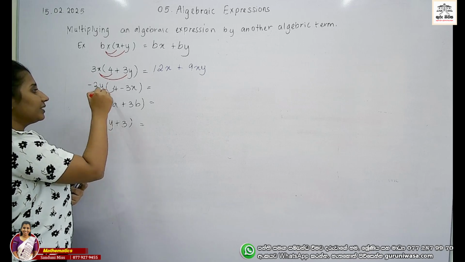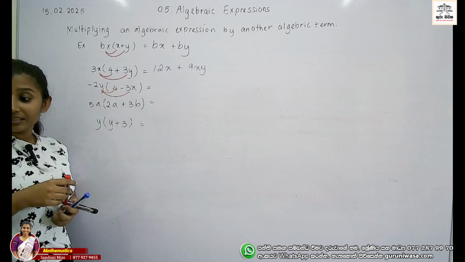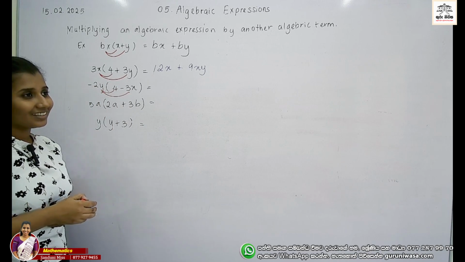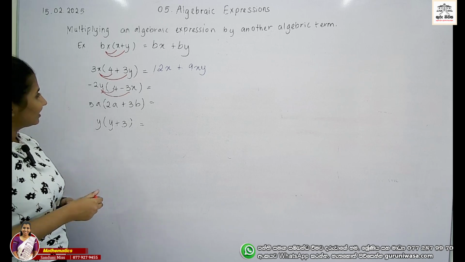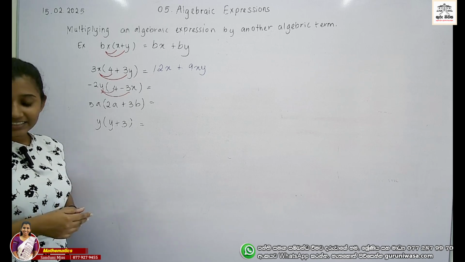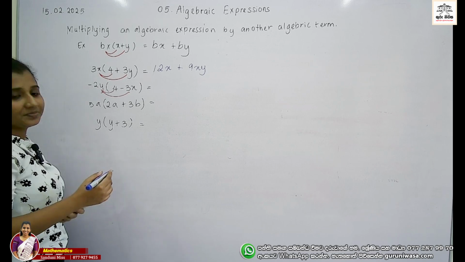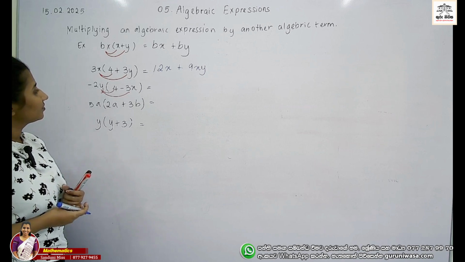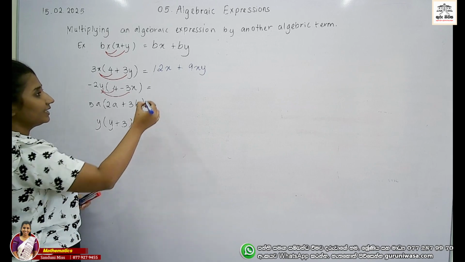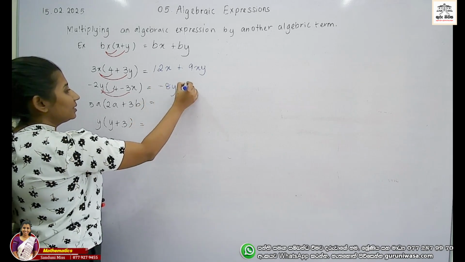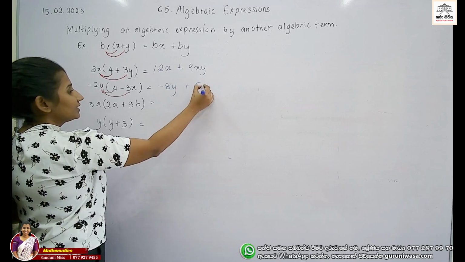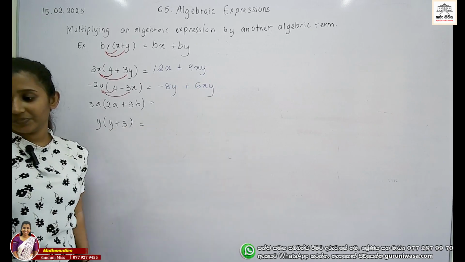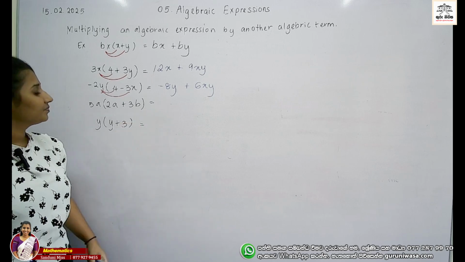You have to multiply. The answer is, I think, minus 8 plus 6x. Can you repeat it again, darling? I couldn't hear it properly. Minus 8y plus 6yx. 6yx or 6xy, no problem. Right? This one.